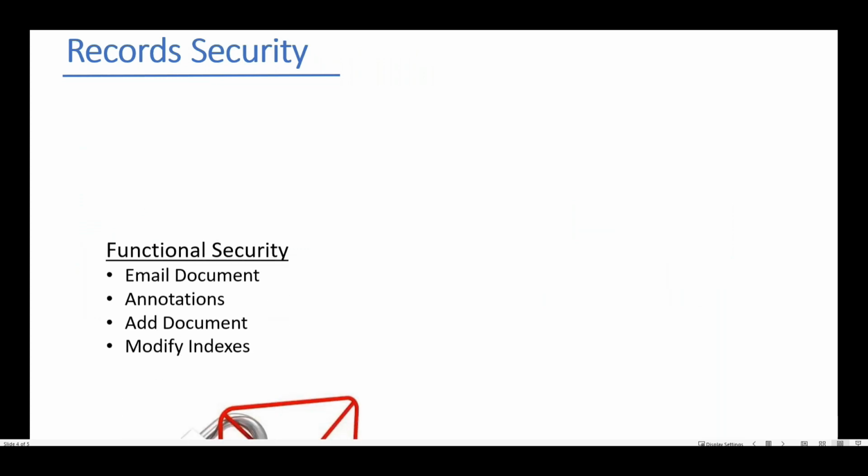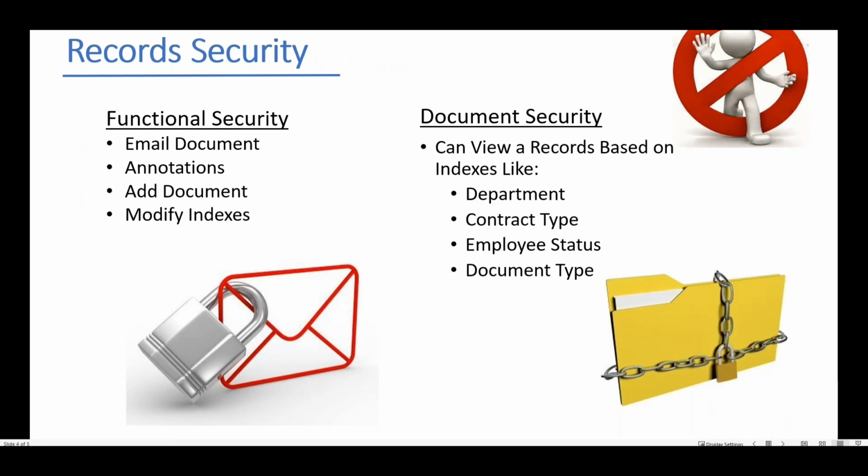And just for the HR side, record security, all documents need protection. But human resources, there is a lot of security built around that. So application extender will allow security for emailing, like the functionality. Can I email it out? Can I put annotations or add documents, right? Can I modify the indexes once a record's inside of AX? All of that can be turned on or off via user security rights. And I'll show you also even how you can run reports to see who has access to which cabinet and what permissions they have.